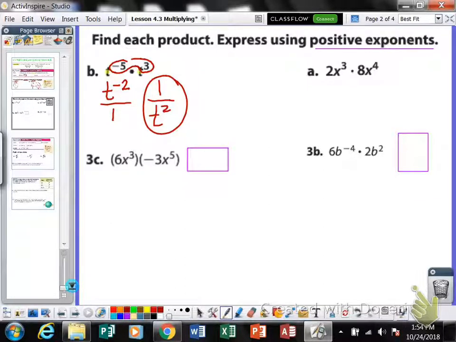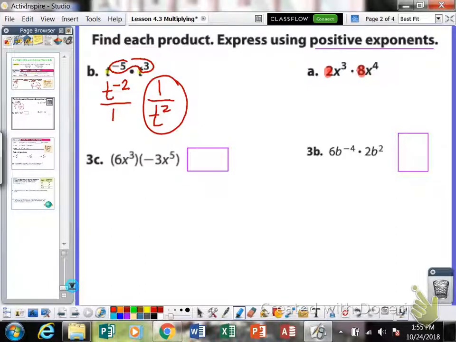In B, we have 2x cubed times 8x to the fourth. May I have your attention? And first thing we do is we multiply first the coefficients, the numbers in front of the variable. So we're going to multiply 2 and 8. 2 times 8 is 16. Now look, the bases are the same. So we keep the base x, and then take 3 plus 4. We're going to add the exponents. And we get 16x to the 7th as our answer.